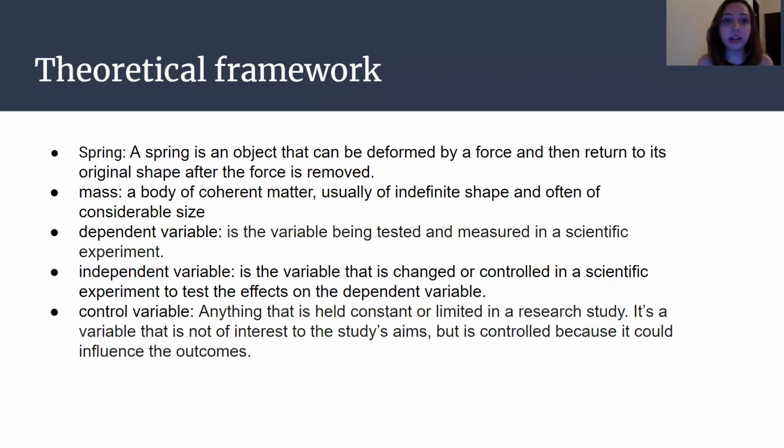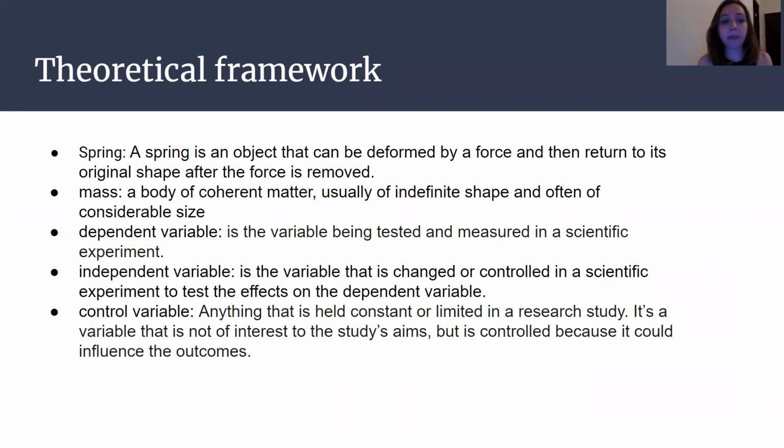Mass: a body of coherent matter, usually of indefinite shape and often of considerable size. Dependent variable: the variable being tested and measured in a scientific experiment. Independent variable: the variable that is changed or controlled in a scientific experiment to test the effects on the dependent variable. The control variable is anything that is held constant or limited in a research study.